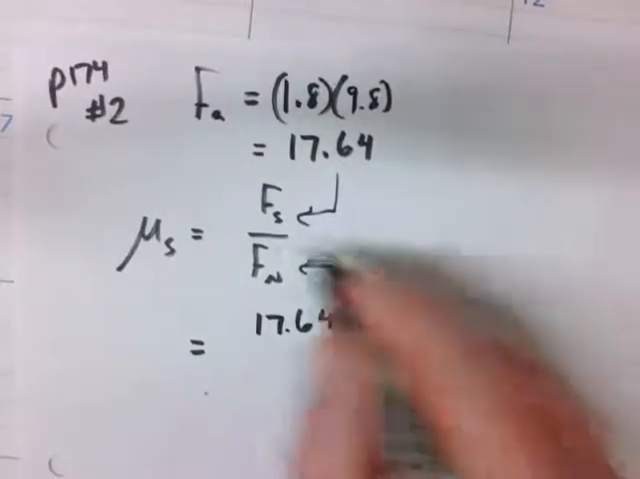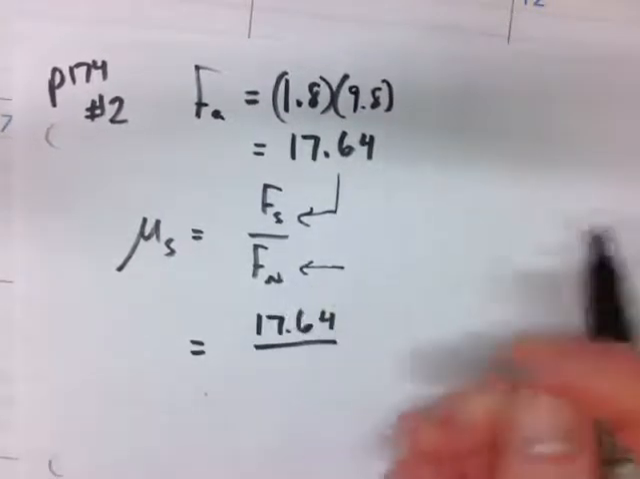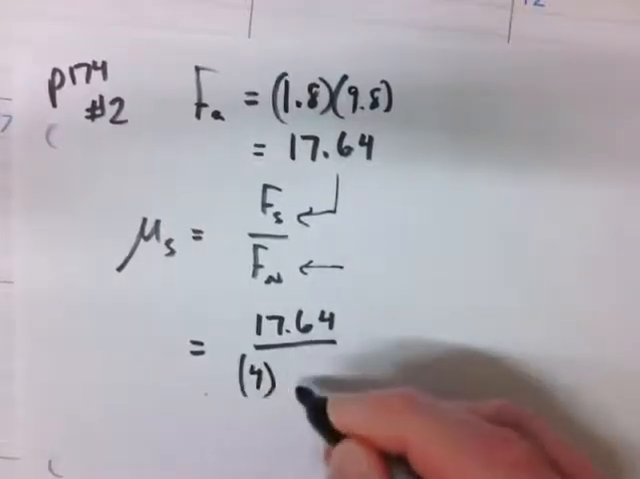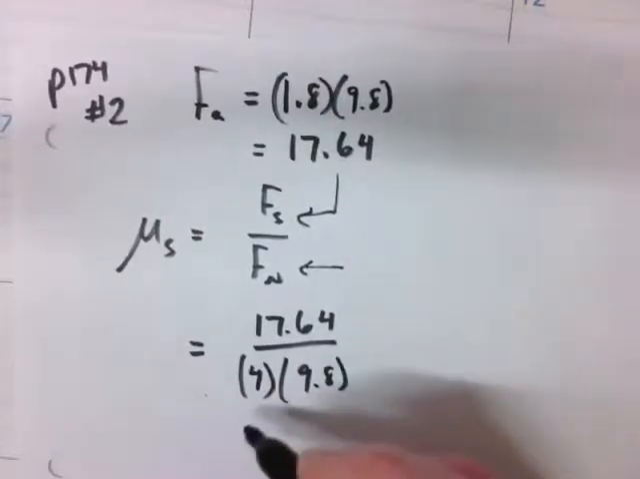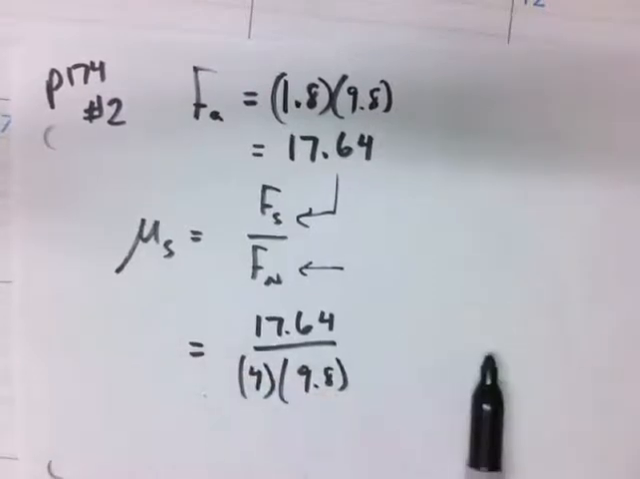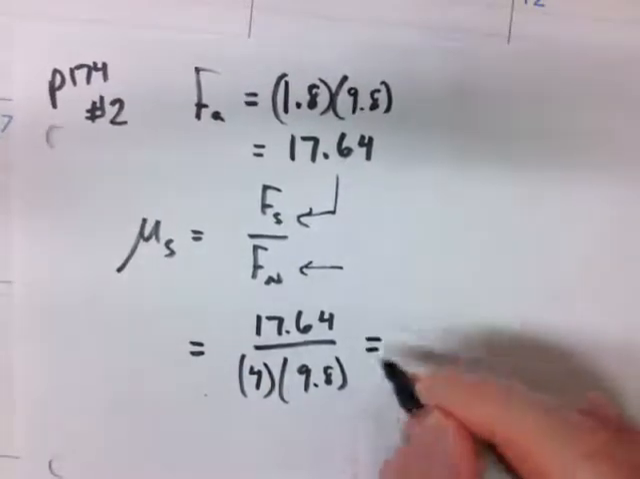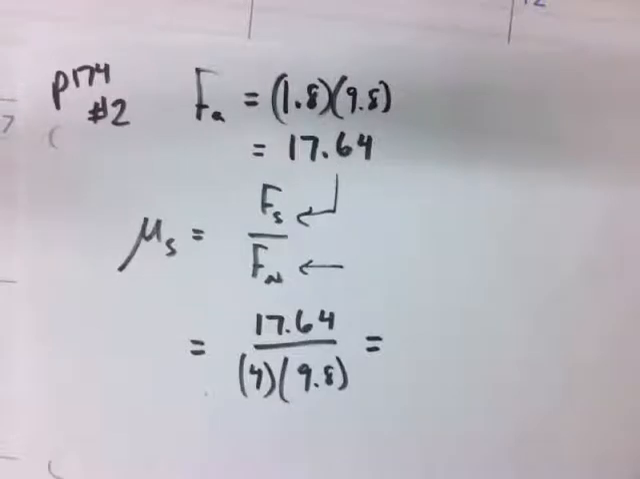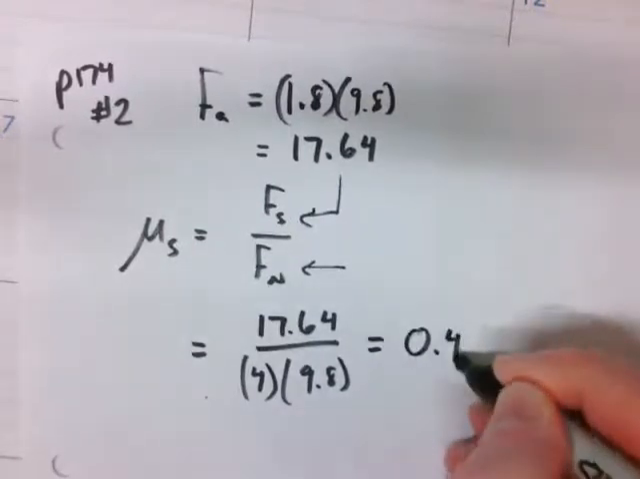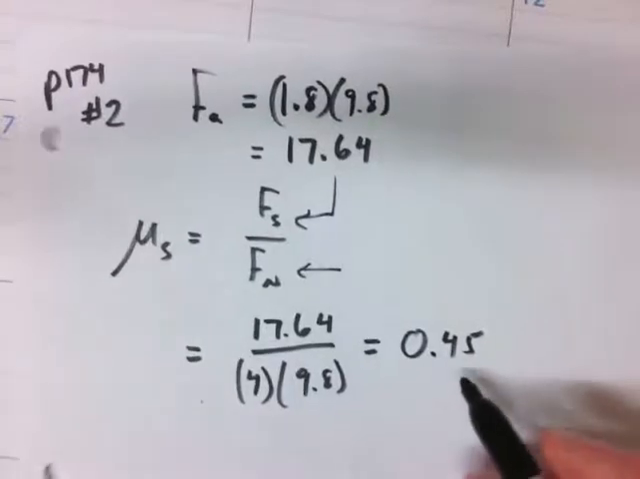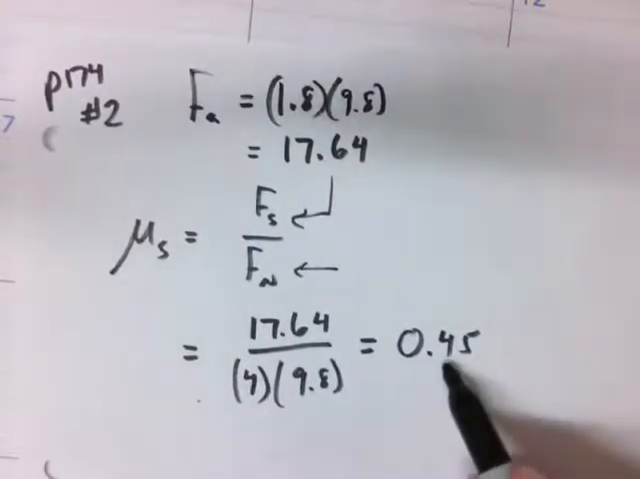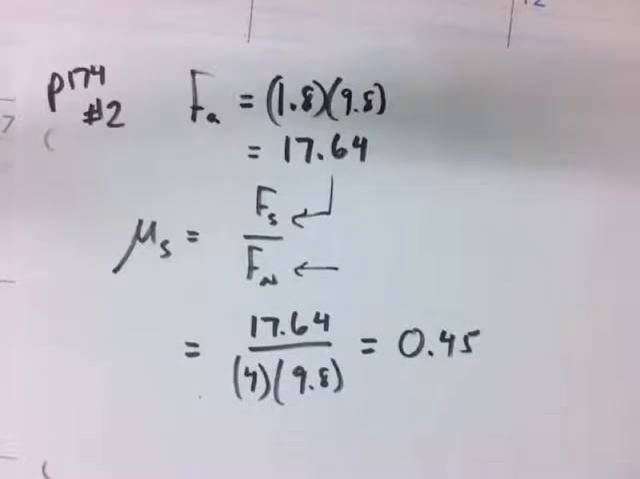17.64, not worried about sig figs yet. Fn, so the bigger block is 4.0, 2 sig figs, 4 times 9.8. This will give us our coefficient of static friction. 17.64 divided by 4, divided by 9.8, equals 0.45. No units. That is the coefficient of static friction on the big box. Cool.